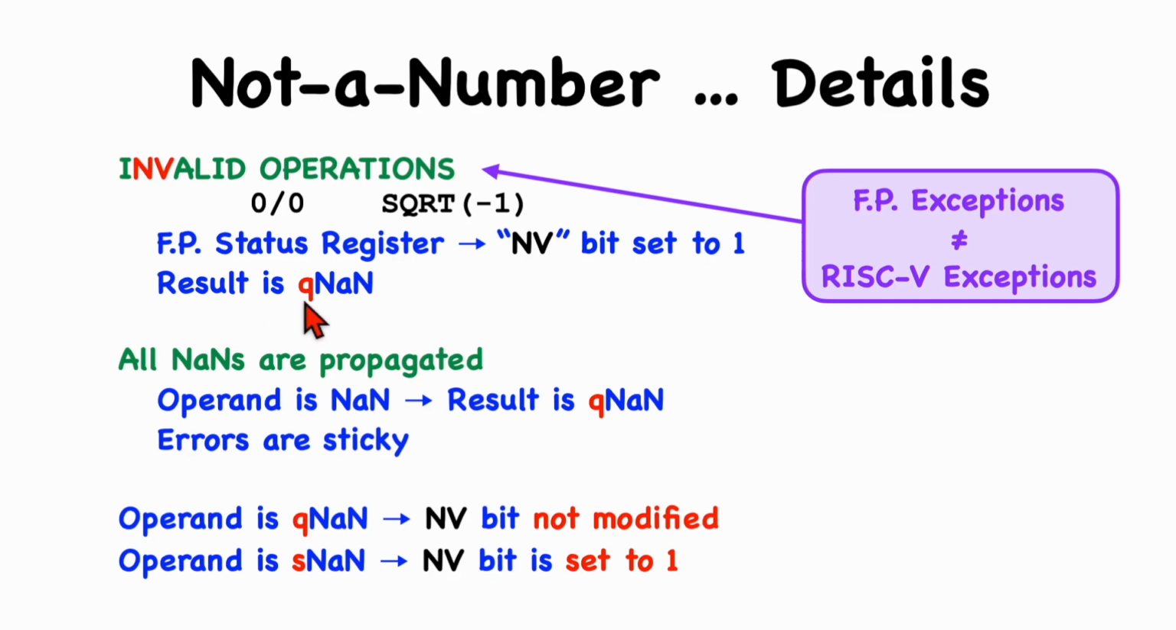an invalid error occurs and the result will be a quiet NaN. In all cases, whenever one operand is a NaN, the result will be a quiet NaN. The difference is that whenever one operand is a signaling NaN, an invalid operation error will also occur. But when the operand is just a quiet NaN, it's not considered to be an invalid operation.